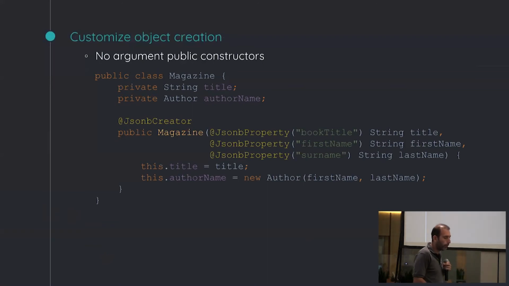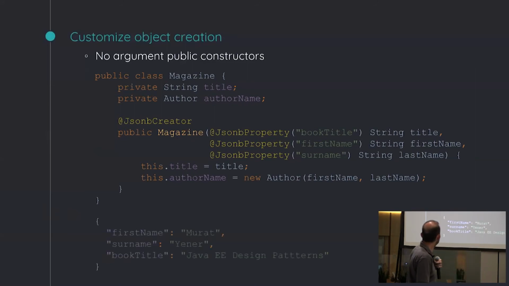For example, in this code here, we use a custom constructor where we map the values by using the JSONB property. So this JSON document is successfully deserialized as a magazine, and basically we create the mapping from this JSON file to Java.